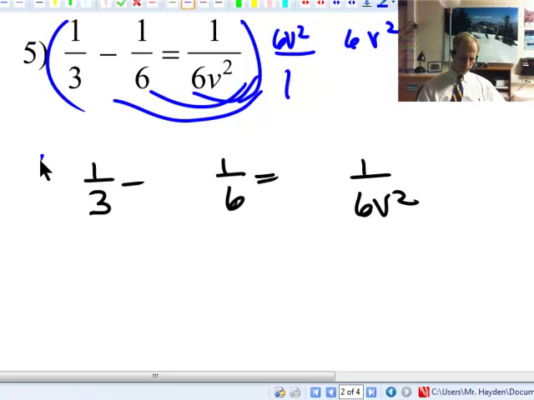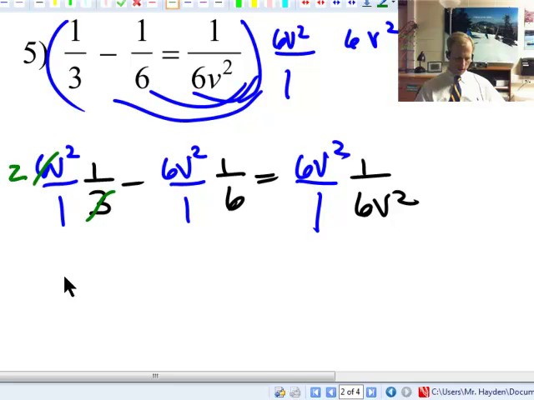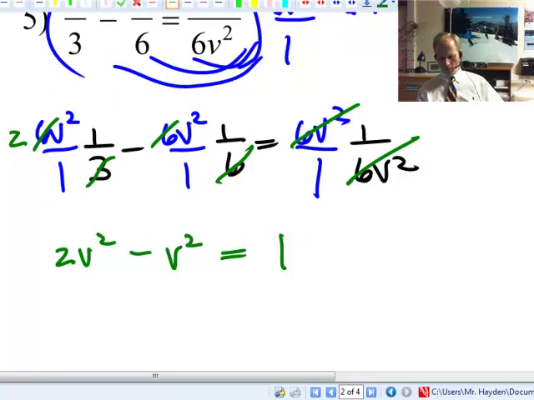And now I'm ready to cancel terms that appear in both the numerator and denominator. So here I'm going to get 2v squared, and then here I'm going to get v squared, and then lastly I'm going to get 1.